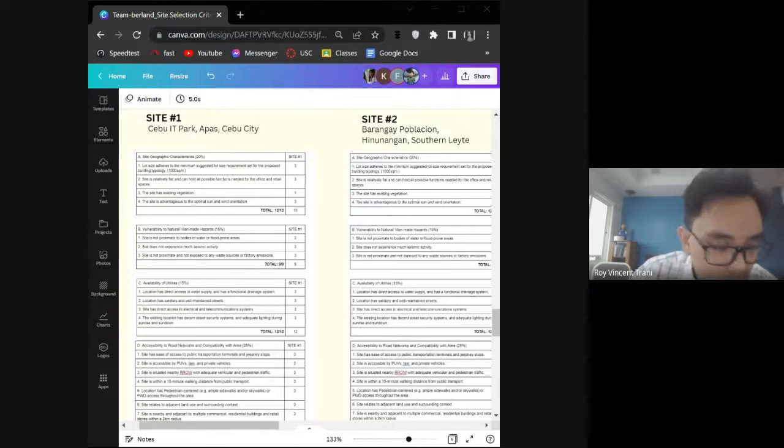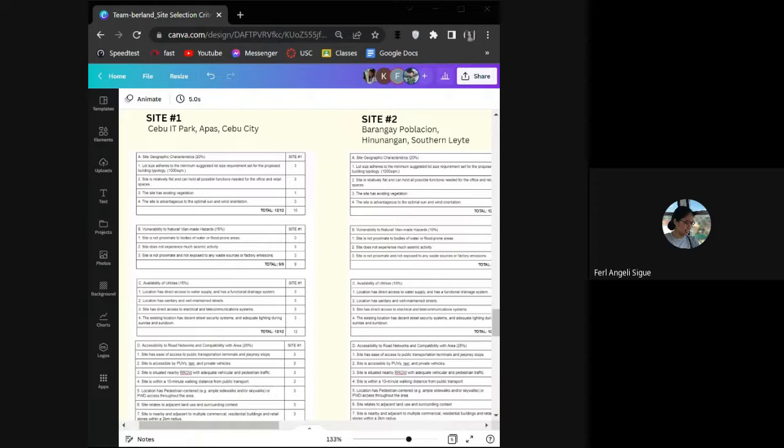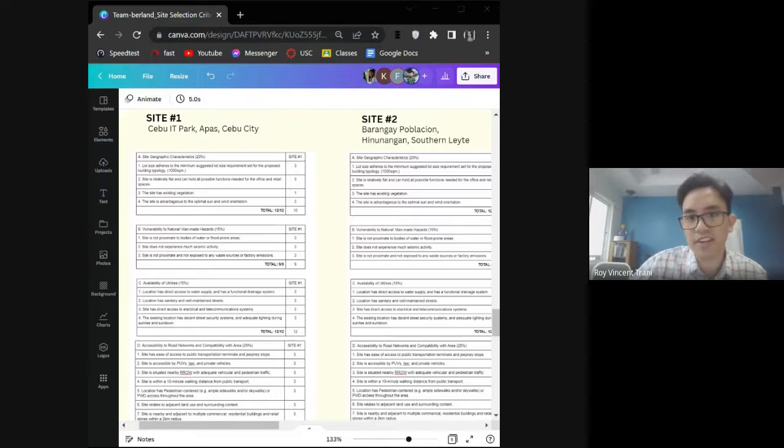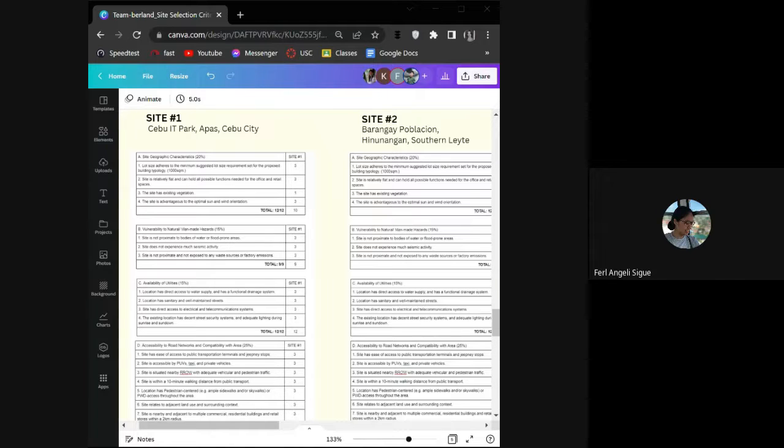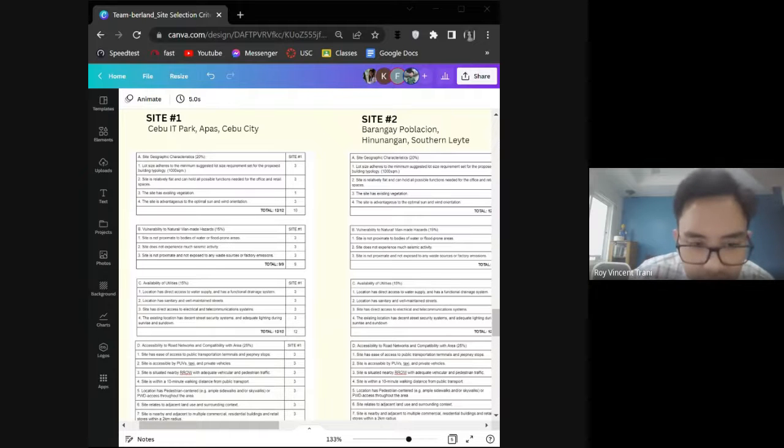So 20, 15, 20 plus 15. Sir, that is 100%, but for the unweighted score, sir, it is 66 points. So 66 out of 100. The unweighted, sir, is 66 points. The weighted score totals 100%. Okay. So why show the unweighted?